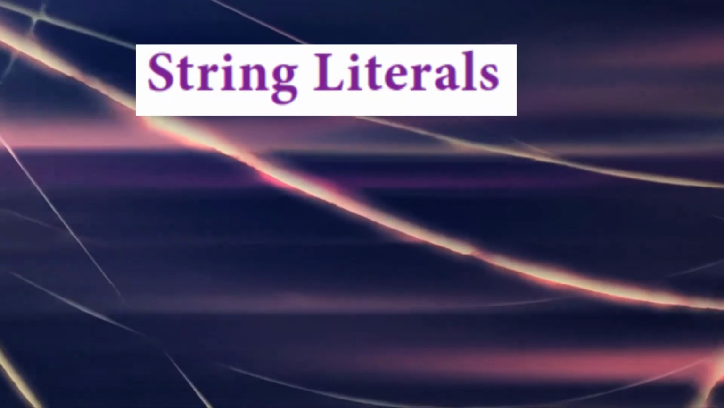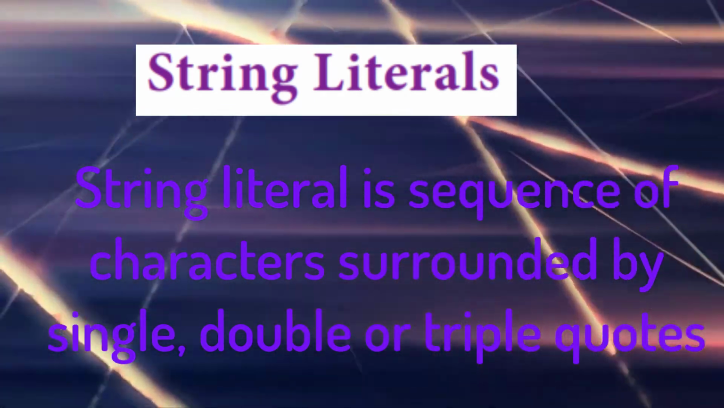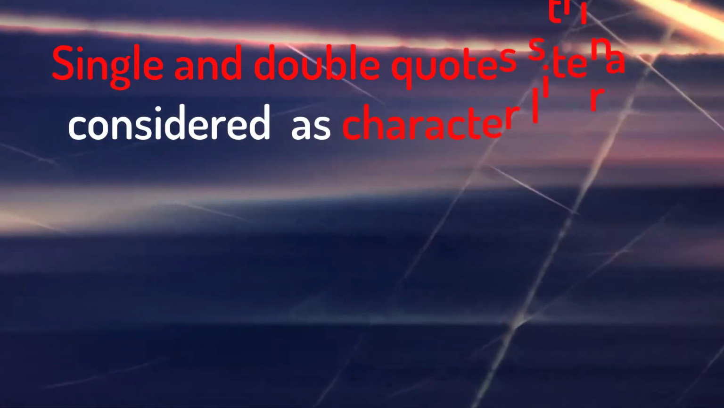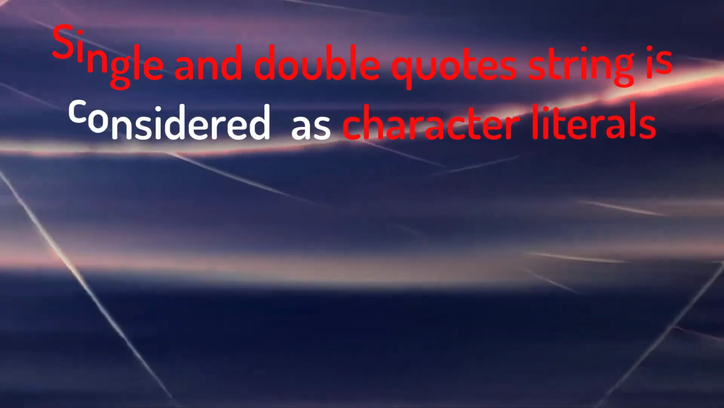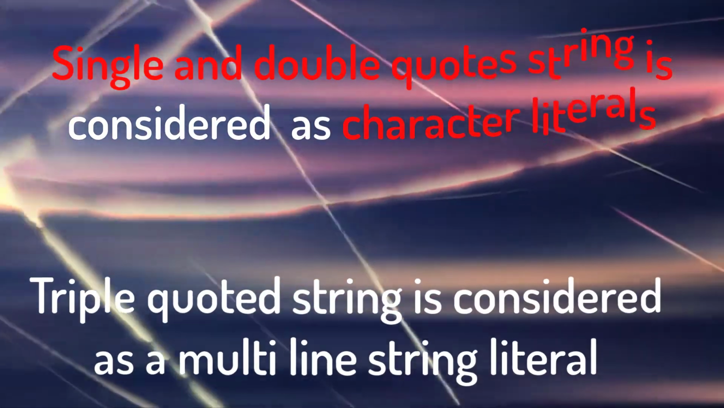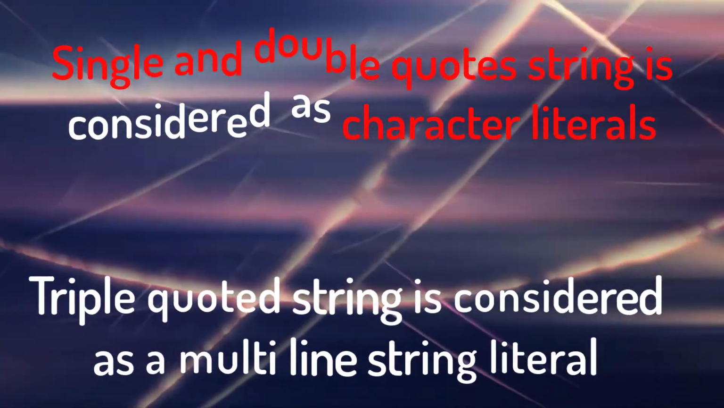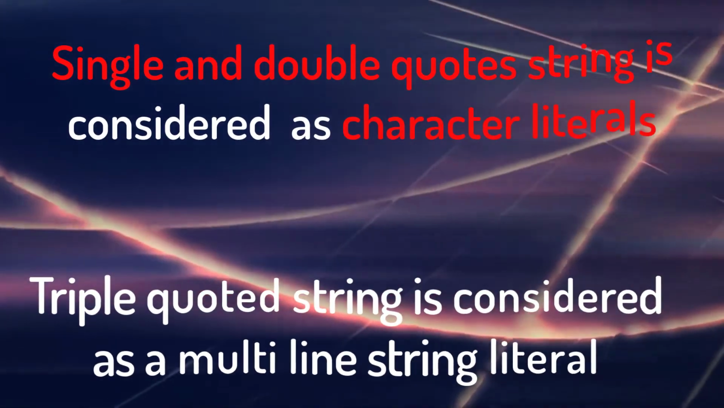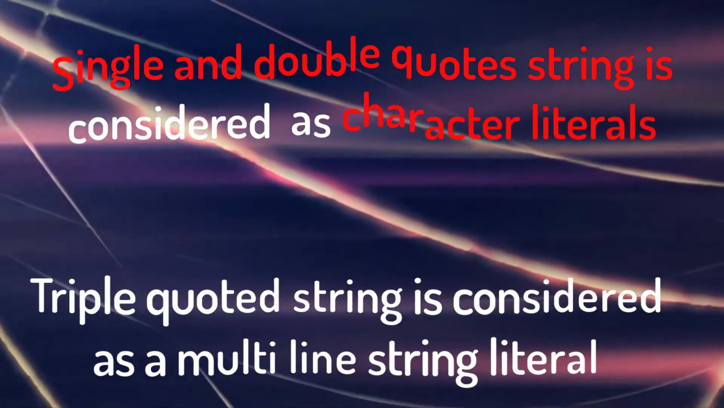Next we see about string literals. A string literal is a sequence of characters surrounded by single, double or triple quotes. A single or double quoted string is considered a character literal. When we use a triple quoted string, it is considered a multi-line string literal. So whenever we want to give more than one line as a value, then we can use the triple quote, and it is considered a multi-line string literal.